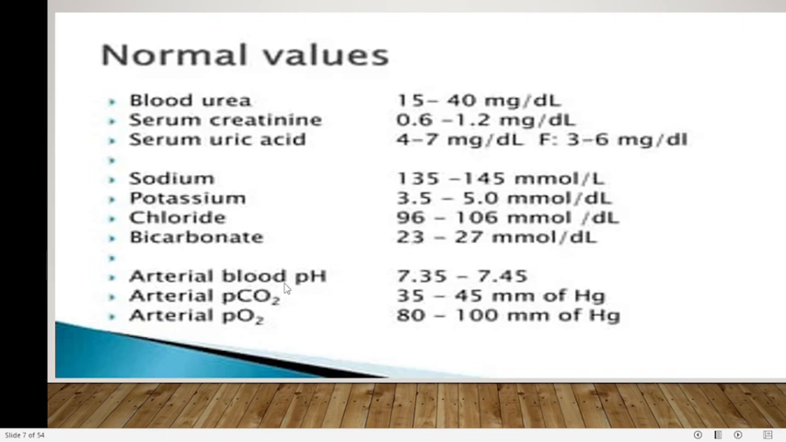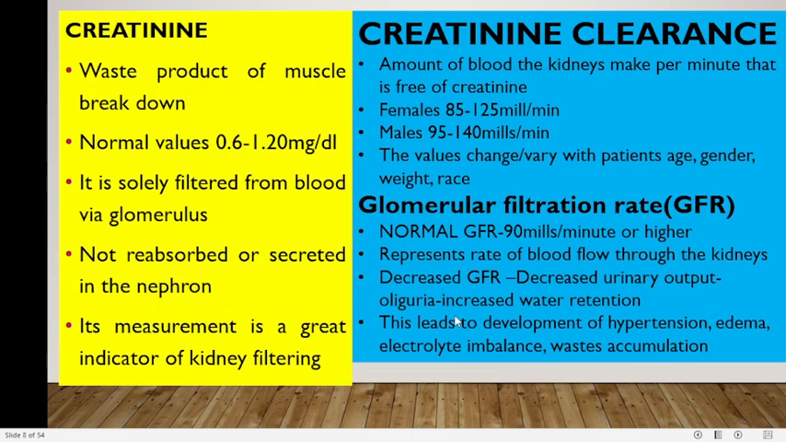Arterial blood pH should range from 7.35 to 7.45. Arterial partial pressure of carbon dioxide, 35 to 45. And oxygen, 80 to 100 millimeters of mercury.